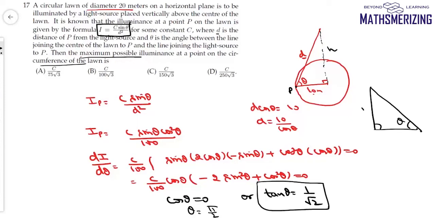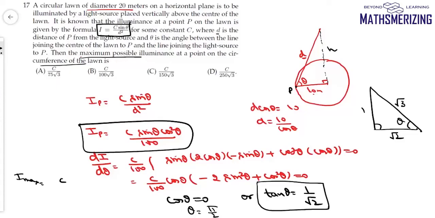This is theta, this is 1, this is root 2, and here it is root 3. So what is the maximum possible value of this illuminance? Maximum value of this illuminance will be c by 100 and then sin theta. Sin theta is 1 by root 3 and then cos square theta. Cos square theta is simply 2 by 3. So which is c upon 150 root 3, and that's your option number C.